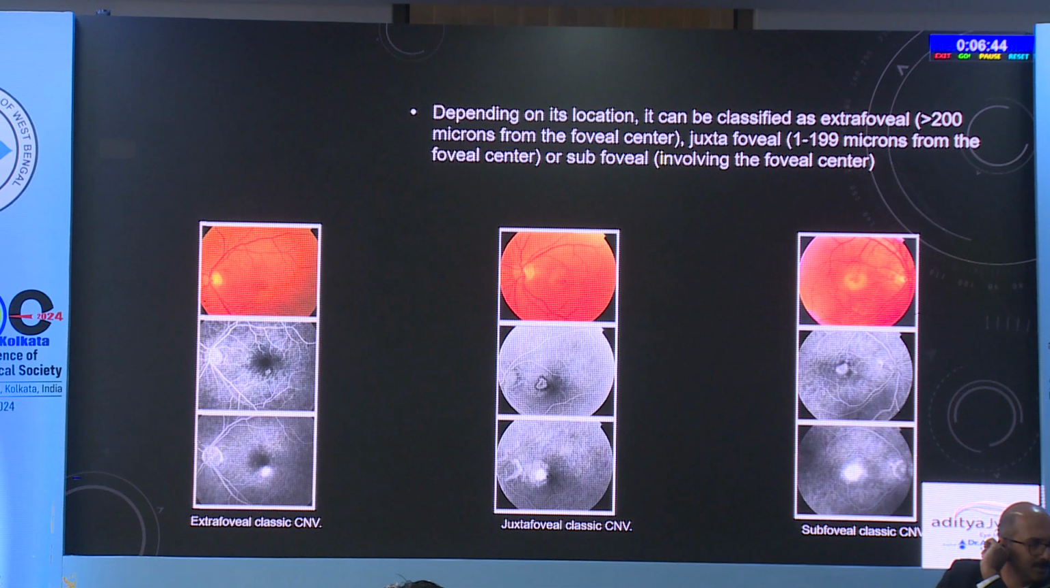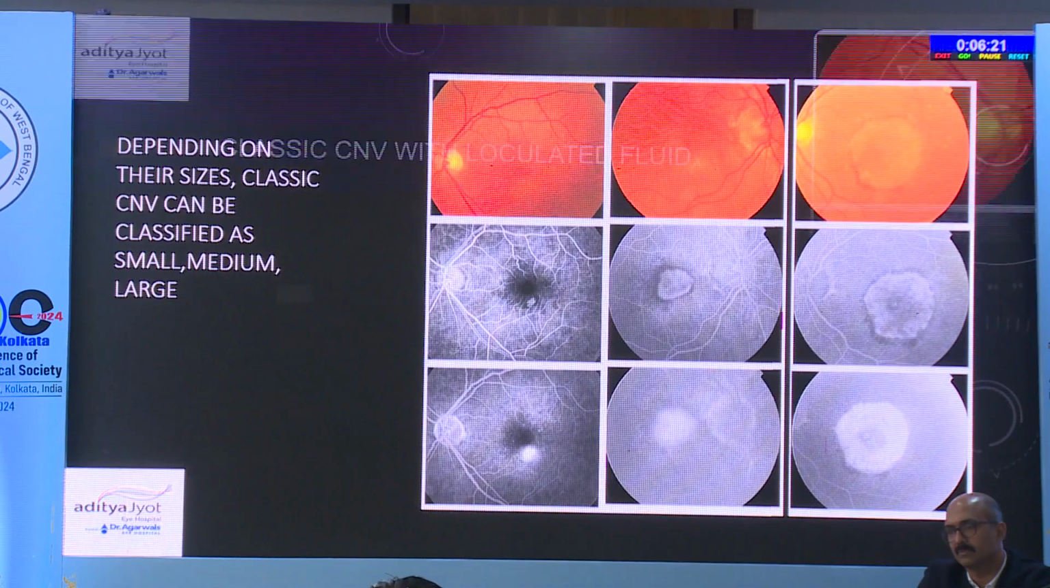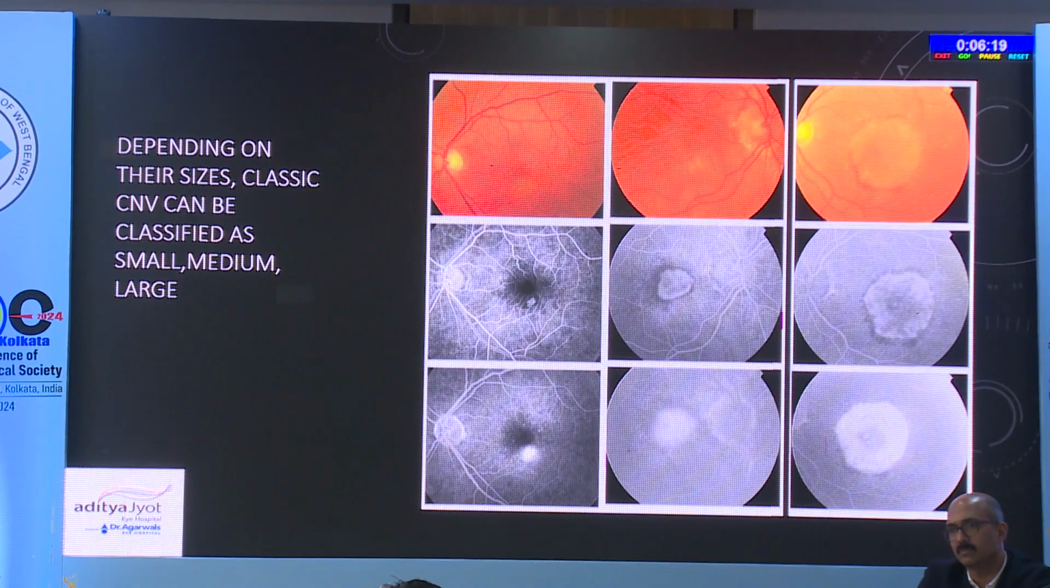Depending on its location, it can be classified as extrafoveal, more than 200 microns from the foveal center; juxtafoveal, 1 to 199 microns from the foveal center; or subfoveal, involving the foveal center. And classic with loculated fluid, the dye pooling is well demarcated in a confined space of a localized sensory retinal detachment or with intraretinal cystic spaces. Depending on their sizes, classic CNVM can be classified as small, medium, and large.